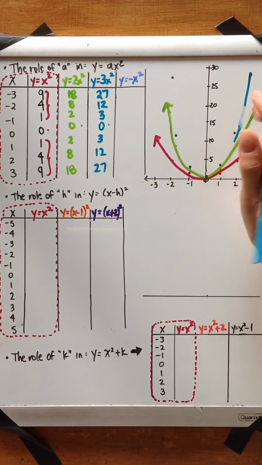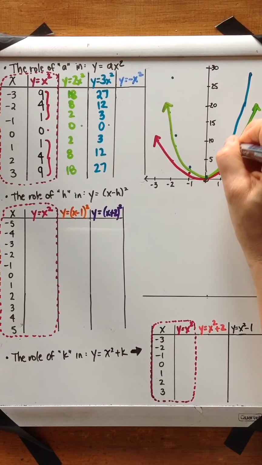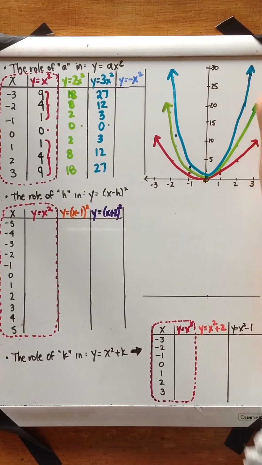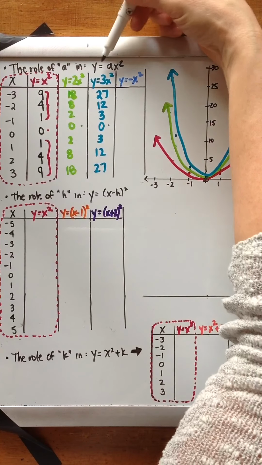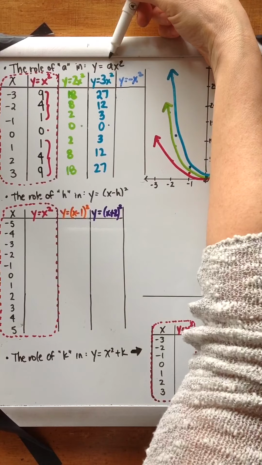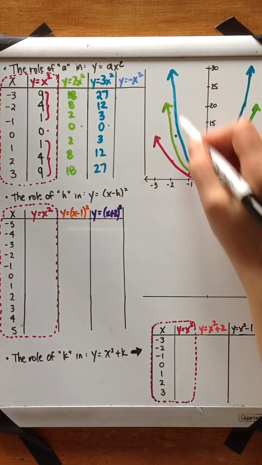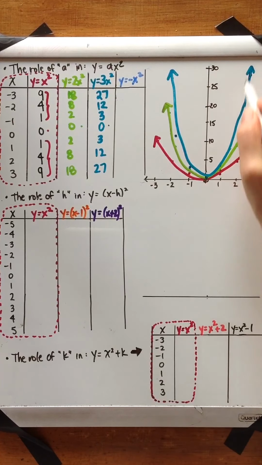Let's try that again. There you go. So it would appear that if we put a value in front of this x squared term that is bigger than 1, the bigger it gets, going from 1 to 2 to 3, the steeper or the more stretched this parabola becomes.